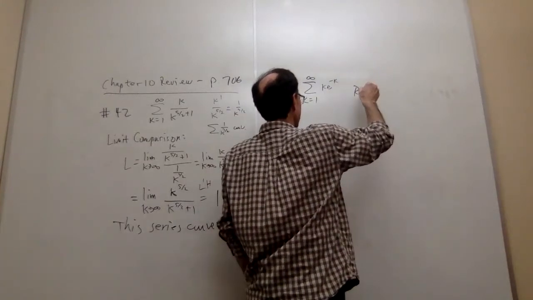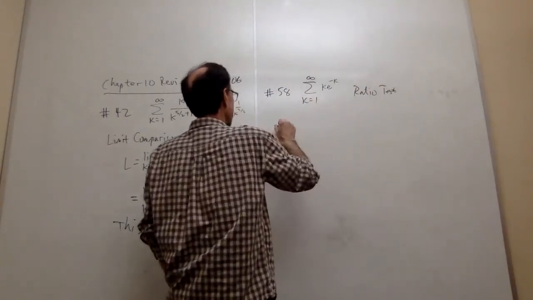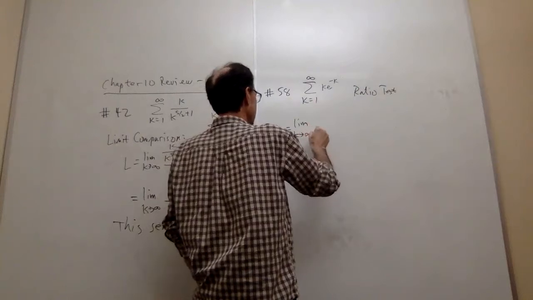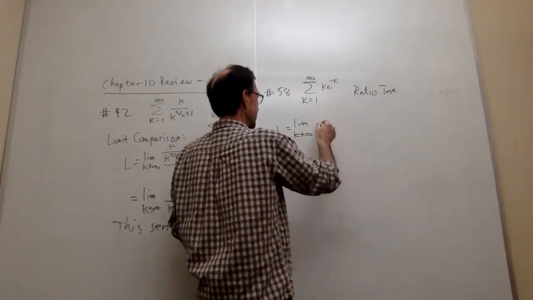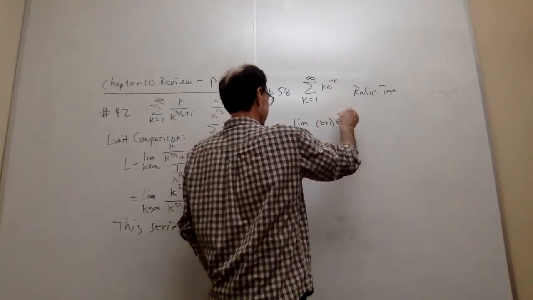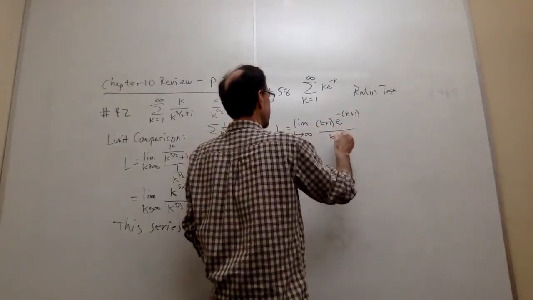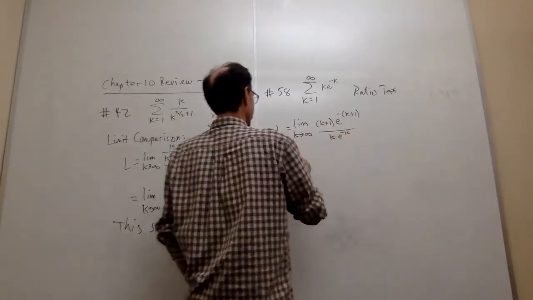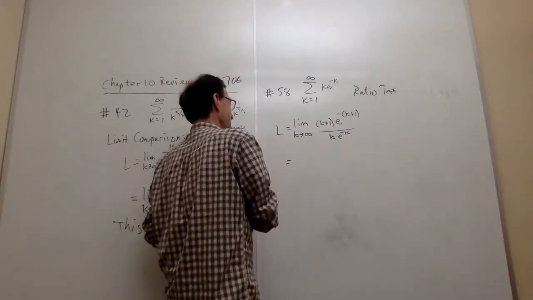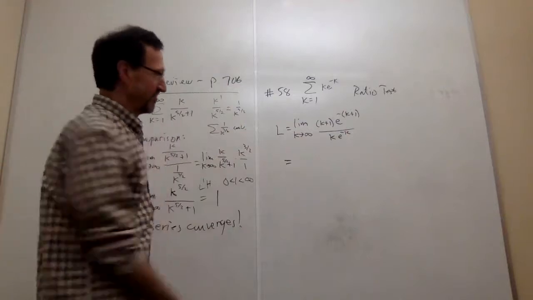So, use the ratio test. So we're going to calculate L, the limit, as k goes to infinity. Notice this is one of those rare ones that's not a fraction, at least the way it's written here. So we'll just take the k plus first term divided by the kth term. So we need to find that limit.